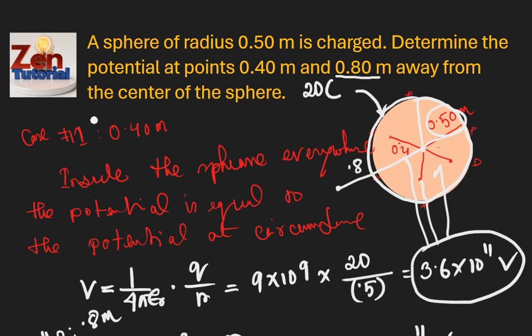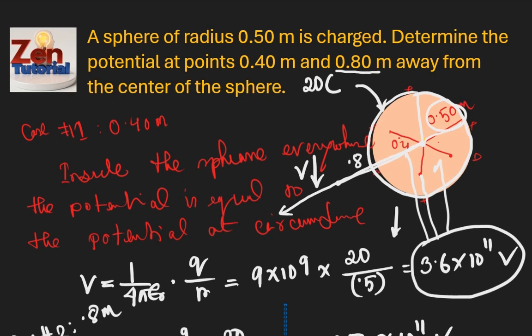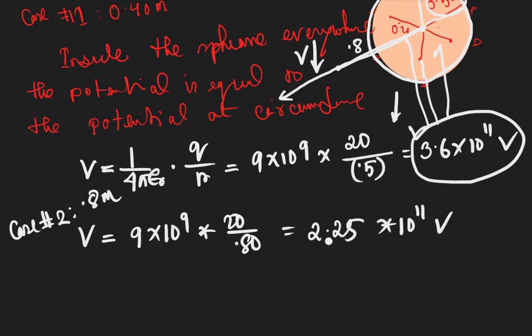So for a bigger sphere, it means the radius increased, the potential will decrease. And from the center, if the distance is far away from the sphere, the potential also decreases. So for 0.5, that is 3.6 into 10 to the power 11. And if it is 0.80, it means the distance increased. Indeed, the potential is decreased compared to the first case, which is 0.50 distance.